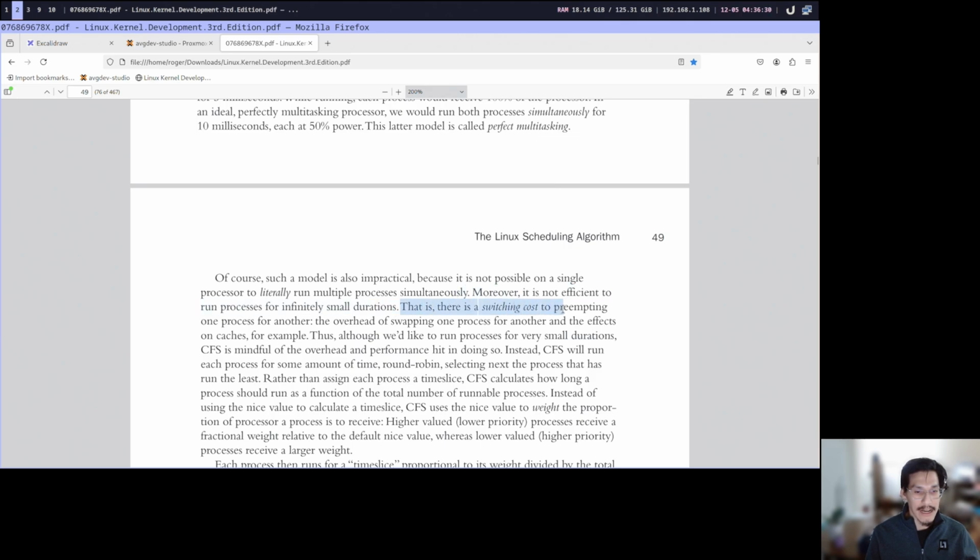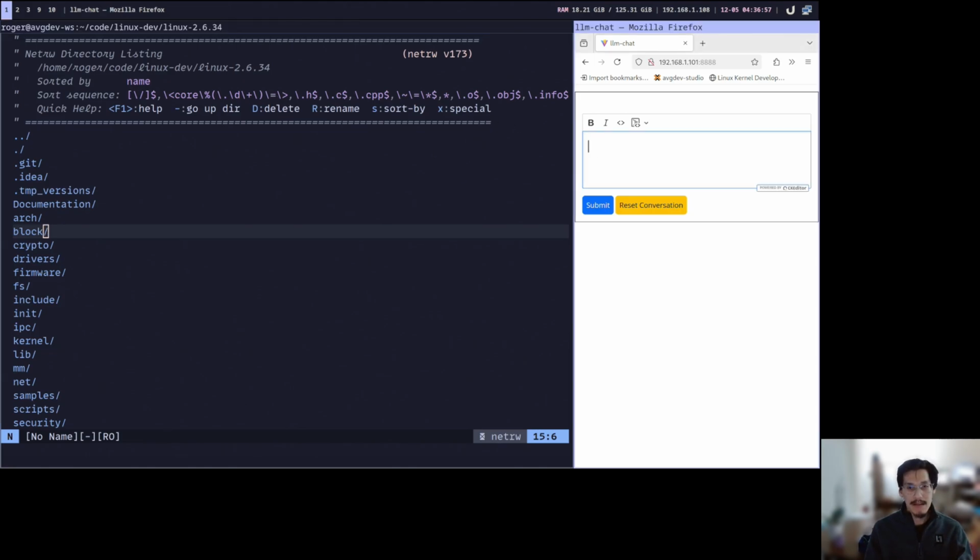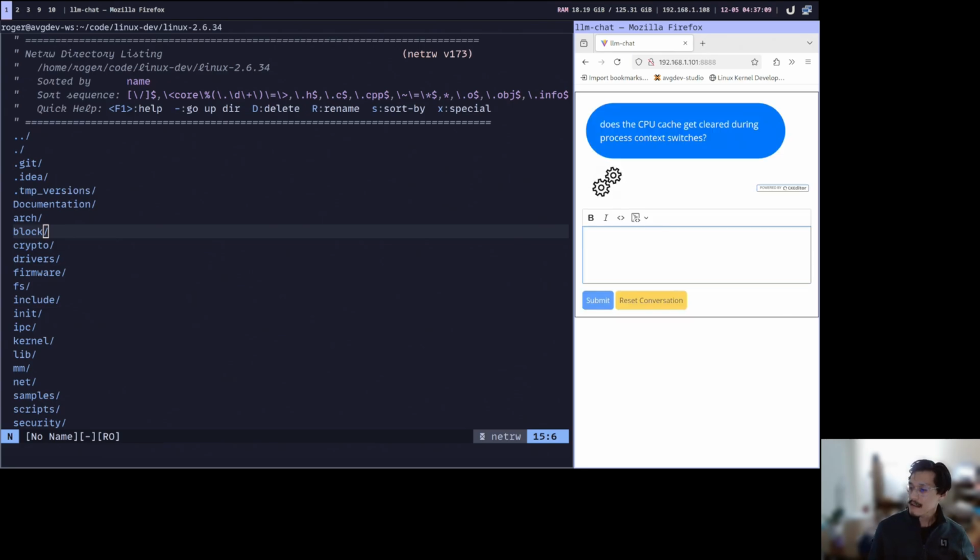That is, there is a switching cost to preempting one process for another: the overhead of swapping one process for another and the effects on caches, for example. Okay, so I'm guessing that when we context switch, we clear the CPU cache every single time. Can we validate that? Let's see. Does the CPU cache get cleared during process context switches? I'm wondering if the CPU cache gets cleared, which is what they're trying to say, because that's a lot of overhead. When you context switch a lot, then you clear your cache. That's actually quite expensive in that case.